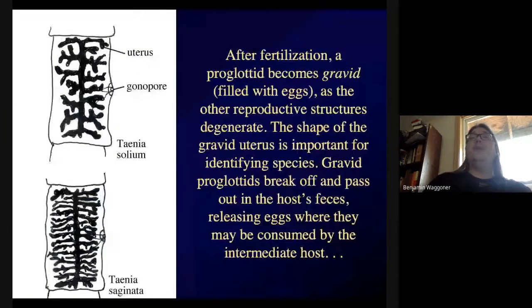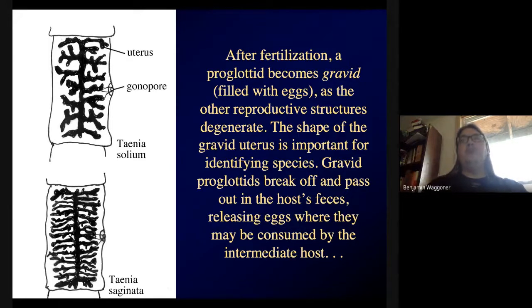Once they've been fertilized, the other reproductive structures degenerate, and that uterus swells up enormously. And the shape of the uterus, once it's completely full of eggs, can be important for identifying species. Up at the top, Taenia solium is the pork tapeworm, and saginata is the beef tapeworm. Both of these, by the way, infect humans. You get them by eating infected meat.